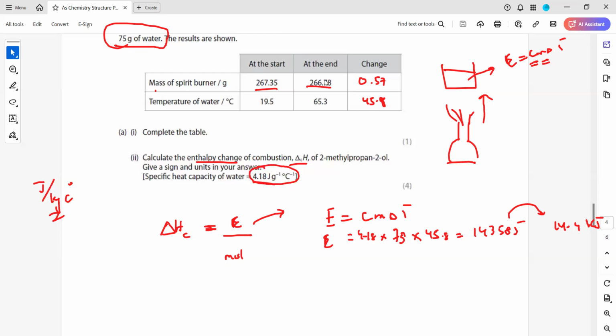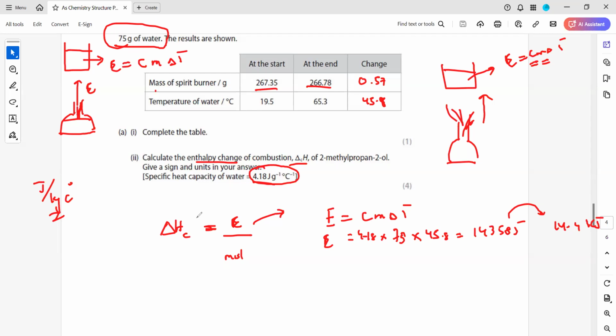Why mass of the water? Because when we burn the substance, as we discussed about the enthalpy change, we have a spirit burner, we burn the substance, so the substance releases energy, and we assume that all of the energy is being absorbed by the water. And how do we know how much energy is absorbed by the water? That is the specific heat of the water, the mass of the water, and the temperature change.